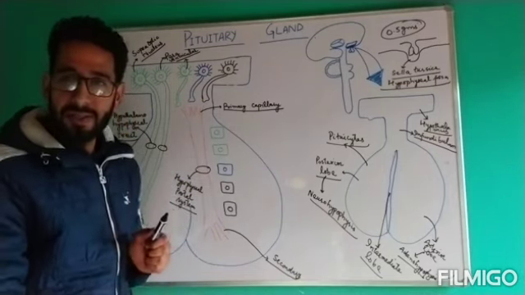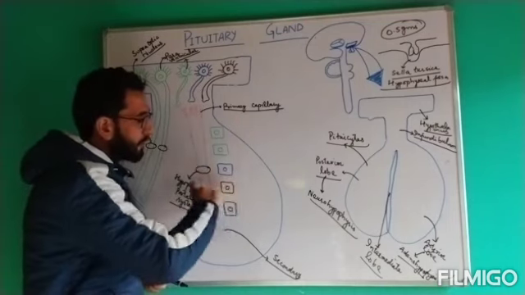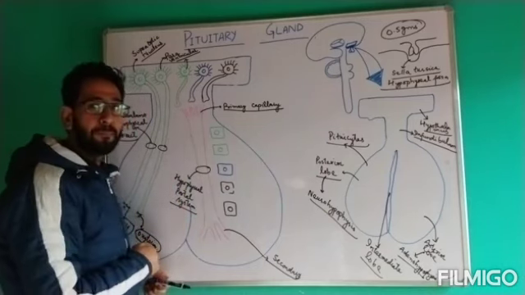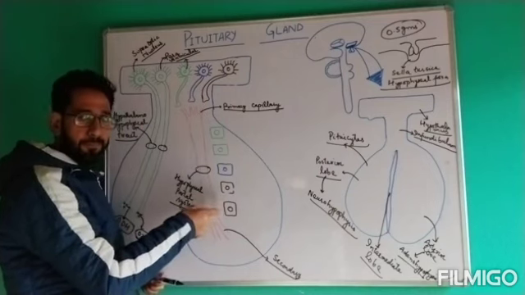They get diluted in the general circulation of the body. We want them to come into the anterior pituitary and make their effect. Whatever effect they have to make, right? So that is the importance of this portal system right here.